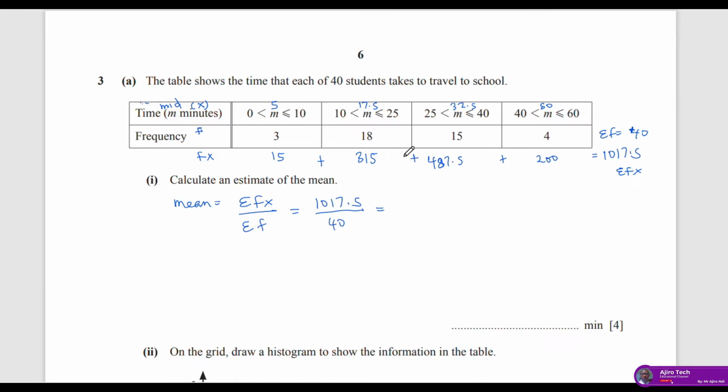So dividing, I'm getting 25.4375, which is not a recurring decimal. I can just put it as 25.4 minutes, because it should be in minutes.